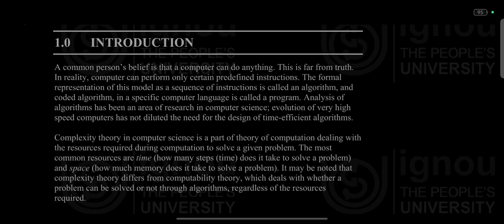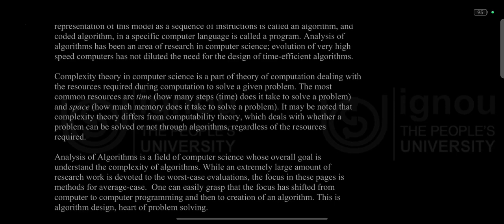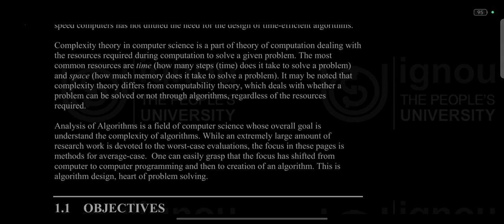Complexity theory in computer science is a part of theory of computation dealing with the resources required during computation to solve a given problem. The most common resources are time: how many steps does it take to solve a problem? And space: how much memory does it take to solve a problem? It may be noted that complexity theory differs from computability theory, which deals with whether a problem can be solved or not through algorithms, regardless of the resources required.